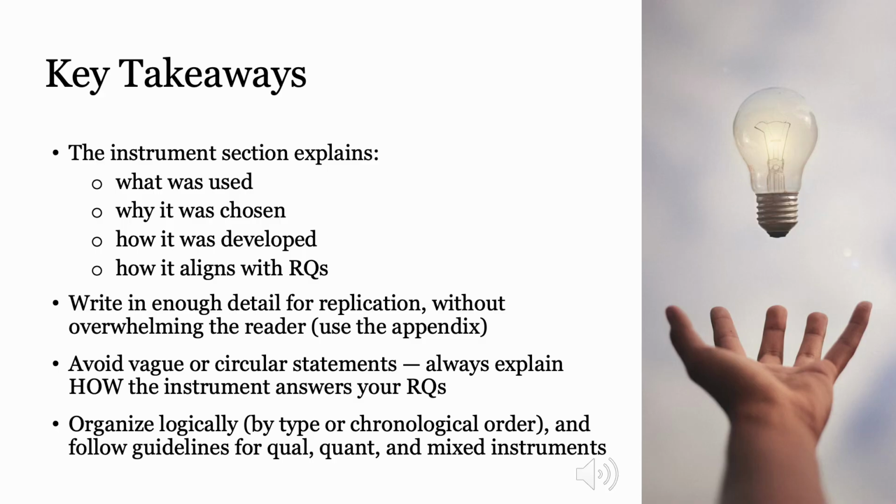To sum up, the instrument section should cover what you used, why you chose it, how it was developed, and how it connects back to your research questions. Provide enough detail for replication, but save the full instrument in the appendix. Avoid vague and circular statements and instead explain how the instrument met its intended purposes. And finally, make sure your section is organized clearly, whether by instrument type, methodology, or chronological order.